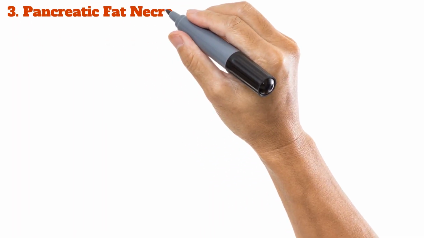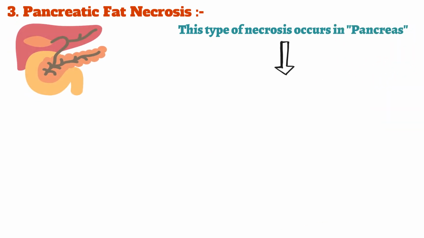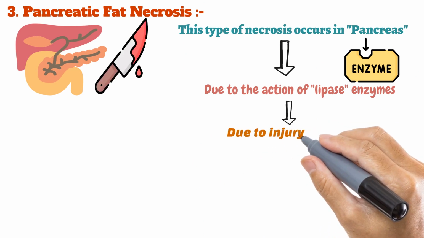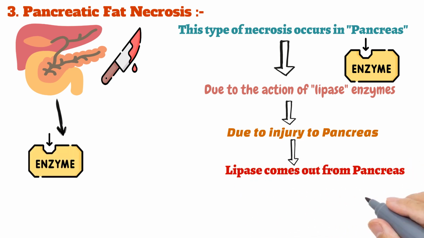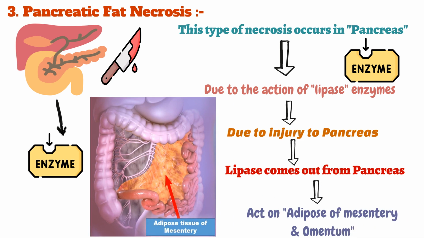Third type is pancreatic fat necrosis. This type of fat necrosis occurs in the pancreas due to the action of lipase enzyme, due to injury to the pancreas. This lipase enzyme not only affects the pancreas, but it escapes out from the pancreas and acts on the adipose tissue of the mesentery and omentum.